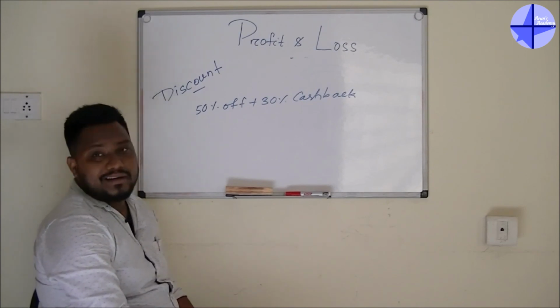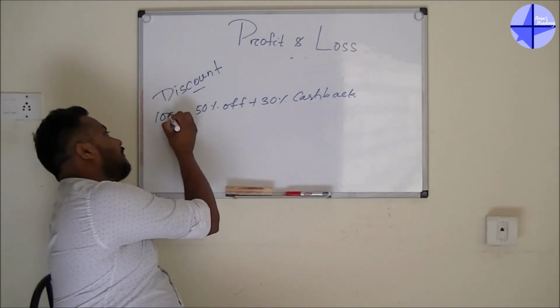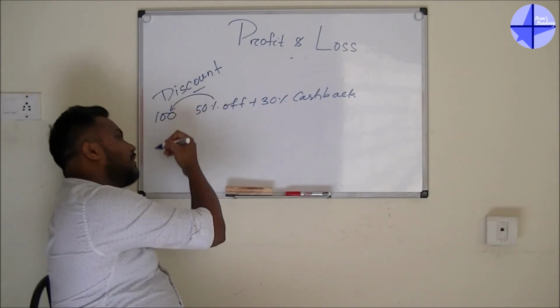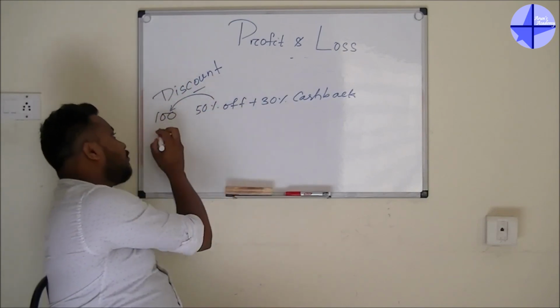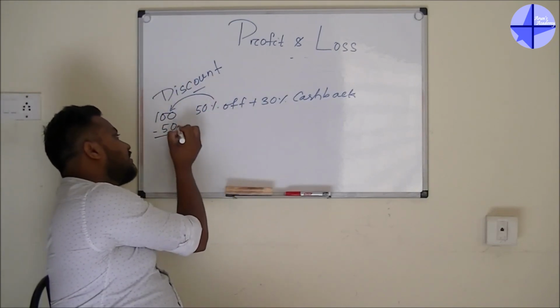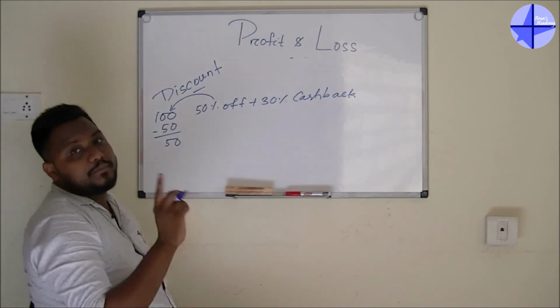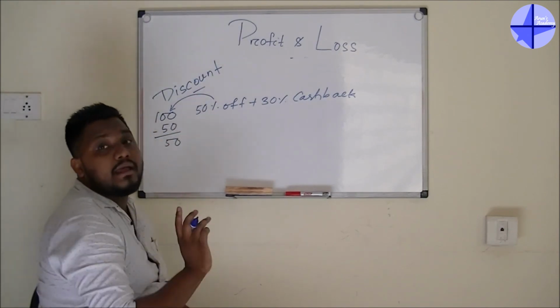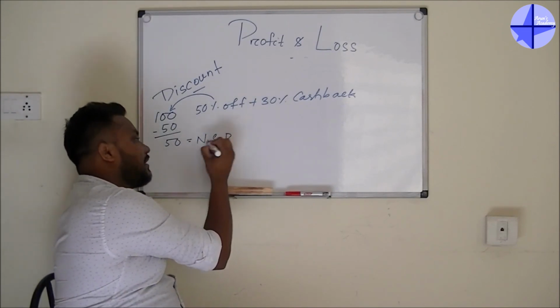So what we'll do, we'll take one price. Let's say that price is 100. So 50% will be calculated on 100 because 50% is the first discount. 50% of 100 will be 50. If you minus the thing, you will get 50. Why minus? Because this is discount. I already told you people, whenever it is discount, you have to go for minus. Answer is 50. 50 is your new selling price.